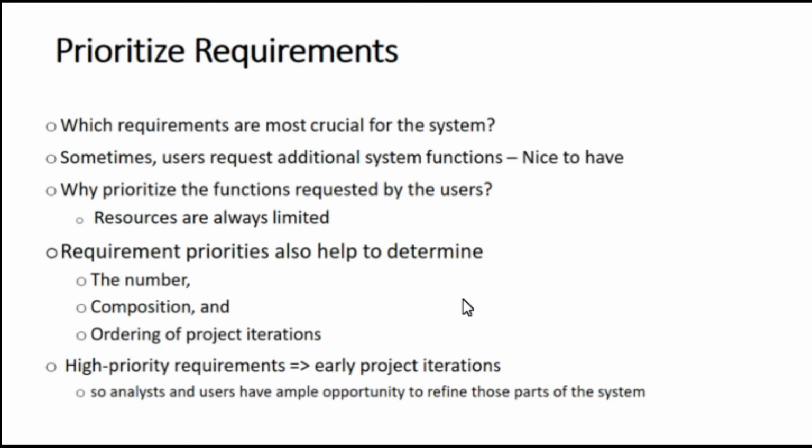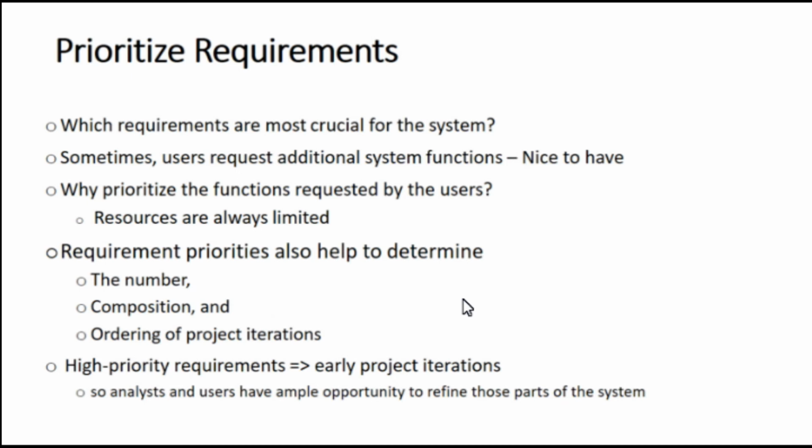So here, the basic question is which requirements are most crucial for the system. So you need to prioritize based on the essence. Sometimes users request additional system functions that are nice to have, but they are not mandatory. So if you have time or resources, you might include them, but these nice to have or desirable features need to be prioritized as low, right?